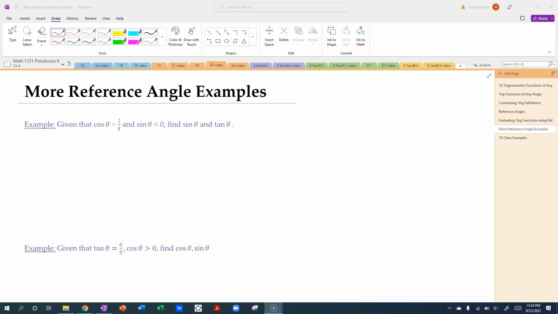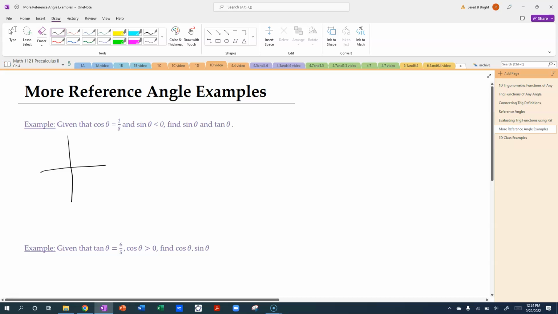And finally, we're just going to go through some more examples related to reference angles and really trigonometric functions of any angle. Okay, so we're given this bit of information, find sine and tangent. So again, I like to get a diagram going first. Okay, so I know cosine theta is positive, so that means I'm in quadrants 1 or 4, but sine is negative, so that actually tells me we're there. So the angle theta is here.